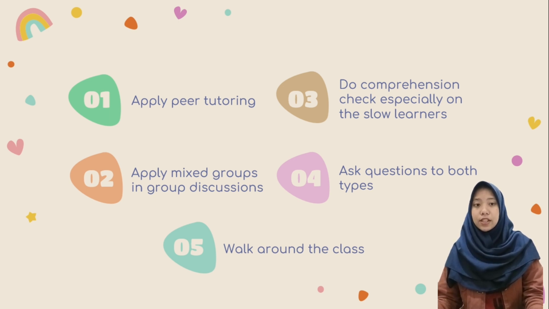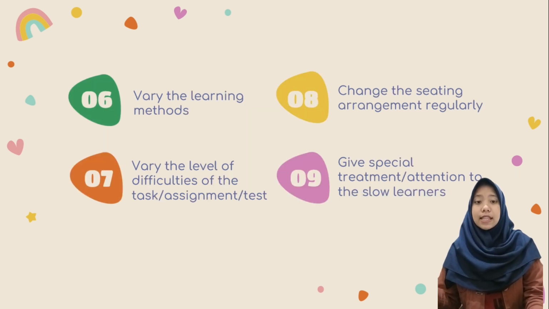The third is do comprehension check, especially on the slow learners. The fourth is ask questions to both types. Teachers don't focus only on the slow or the fast. The fifth is walk around the class. The sixth is vary the learning methods. The seventh is vary the level of difficulty of the task or assignment or the test.